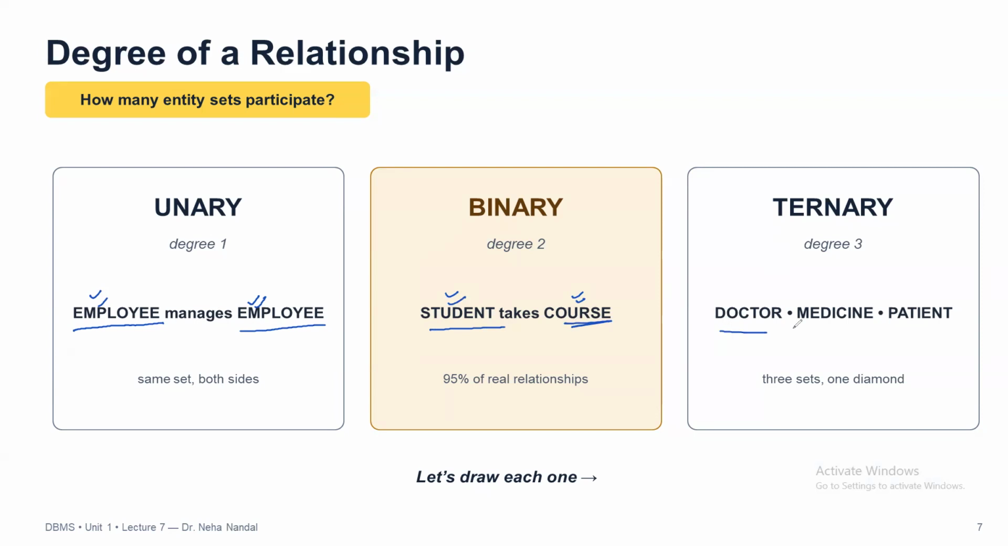And in ternary, doctor, medicine, and patient, there are three entity sets. These three are entity sets. Okay, great. So let's see one by one. For now, just remember this and let's draw them one by one.